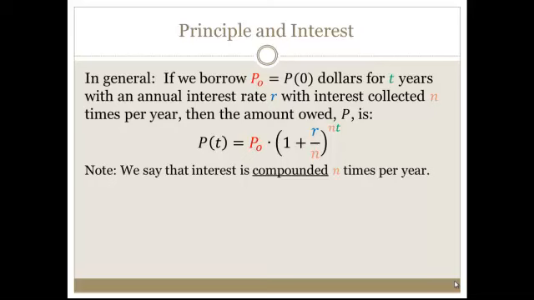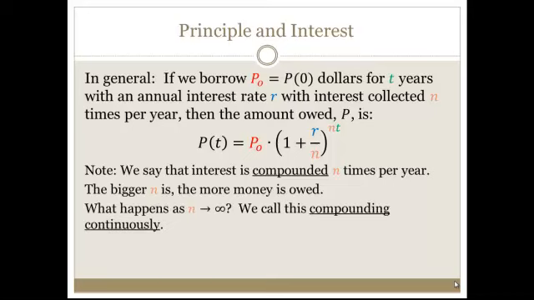Note that when we collect interest n times per year, we say that interest is compounded n times per year. And we found that the bigger n is, the more money is owed. So what happens as n goes to infinity? We call this compounding continuously.